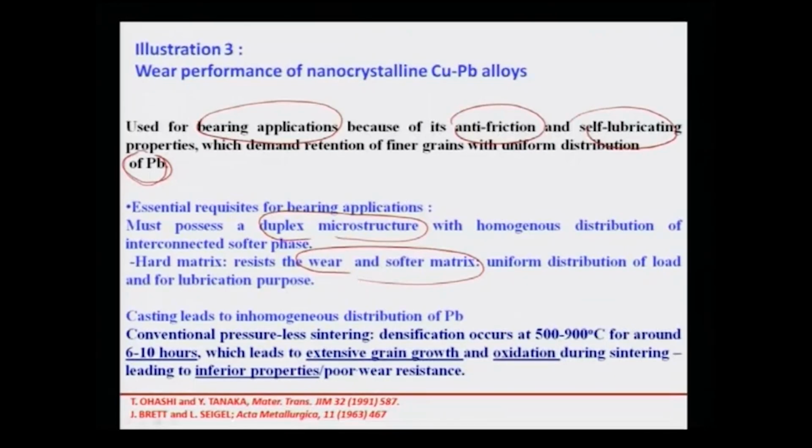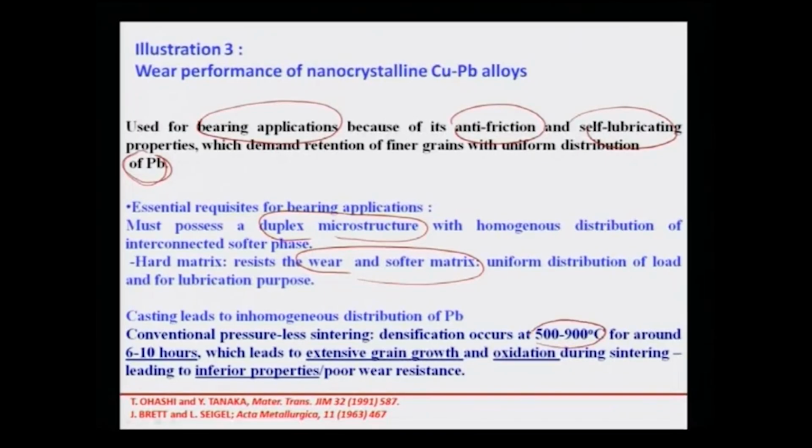The samples can be prepared, but casting techniques lead to inhomogeneous microstructures. In many cases this also leads to big particles of lead inside the samples. That is why sintering is adopted, and a normal sintering technique can take very high temperature, about 500 to 900 degrees Celsius, for a long time to obtain good sintered products. So we have not used that.